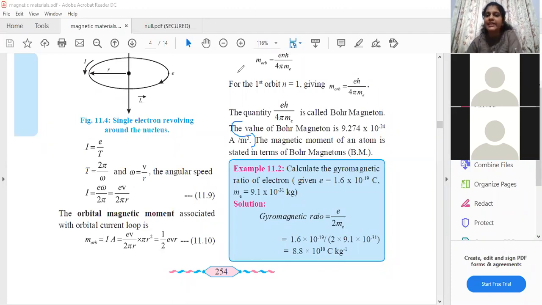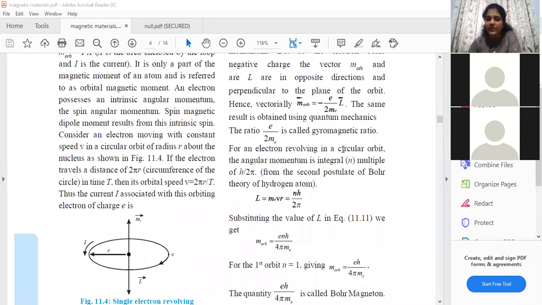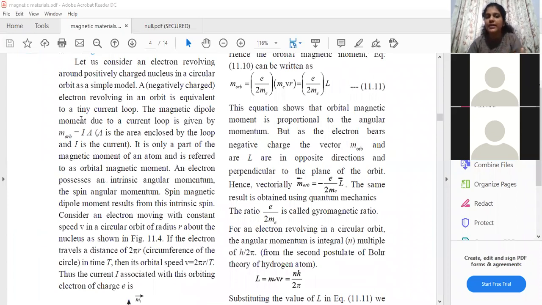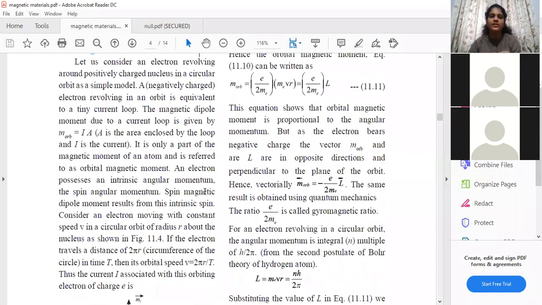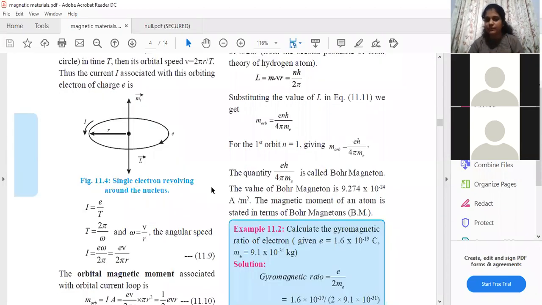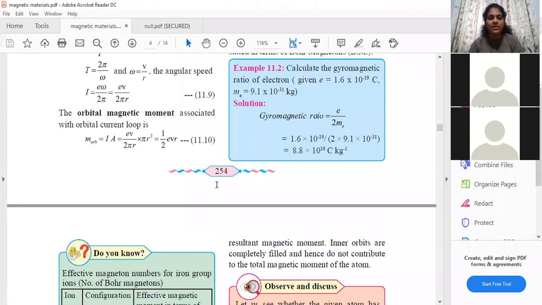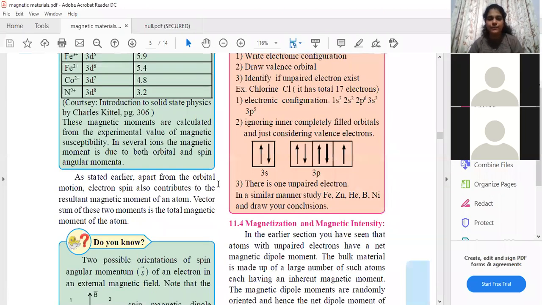Please let me know if everyone has understood this derivation. In this derivation, what we are doing, we are determining the magnetic moment of an electron. We started with a little bit comparison with a current carrying circular loop, and then all this derivation. So please let me know if everyone has understood this derivation.